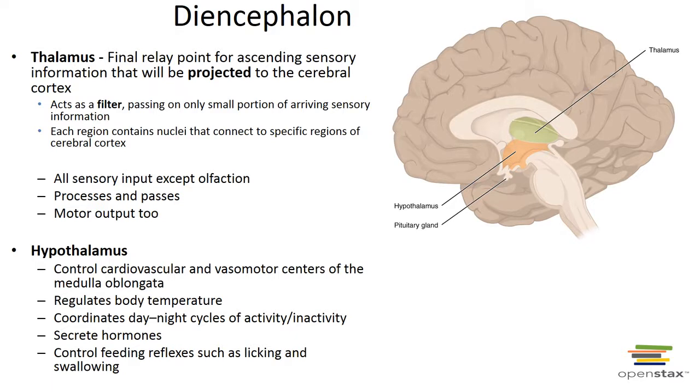The diencephalon contains the hypothalamus and the thalamus. And the diencephalon serves as the structural and functional link between the cerebral hemispheres and the rest of the central nervous system. This region is completely covered by the cerebrum and is not visible by external examination.